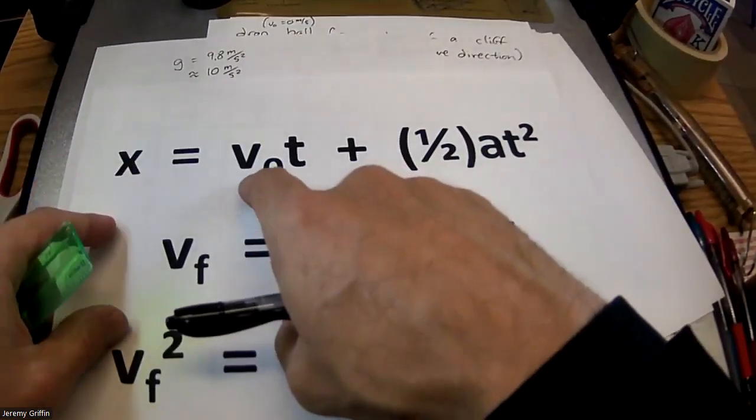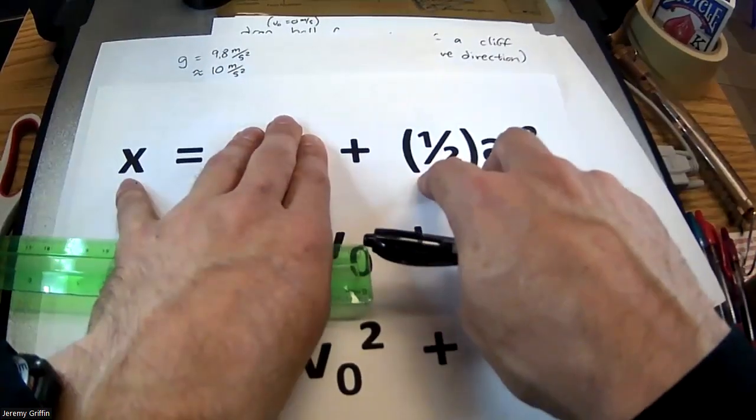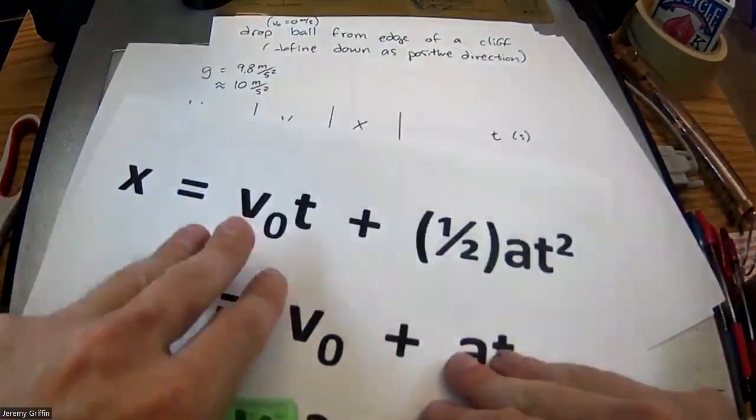Okay. Now, if you release from rest, this V naught just goes to 0, right? So this whole piece goes to 0. So is it just x equals 1/2 at squared? Okay, you guys got that? Okay, let's figure this out.